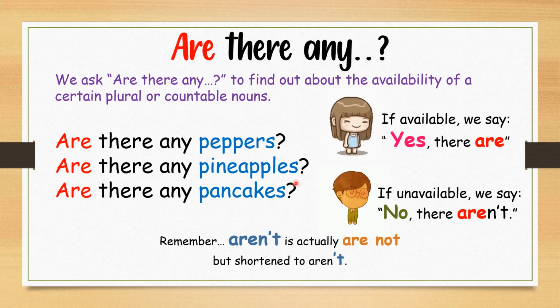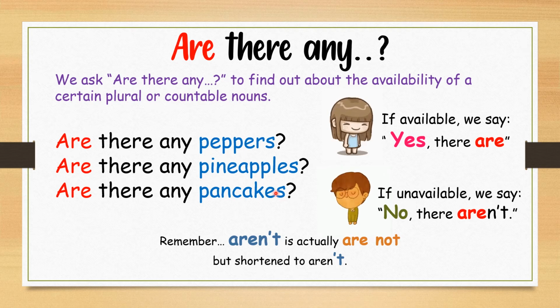In the previous slide, the word pineapple didn't end with the letter S because that shows the pineapple is only one. It was singular. But this time, in this slide, the pineapple ends with the letter S and made it into pineapples, meaning to say it is more than one. And the last example is, are there any pancakes? Now notice that the word pancakes here ends with the letter S, meaning to say it is more than one pancake.